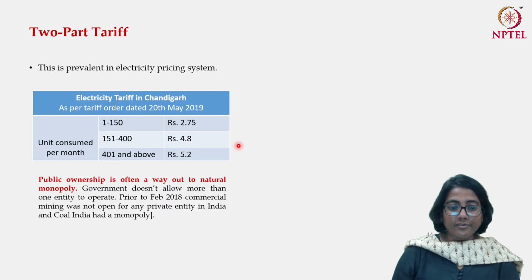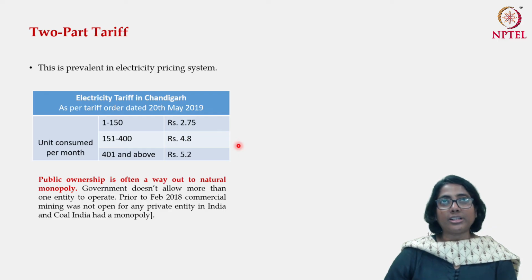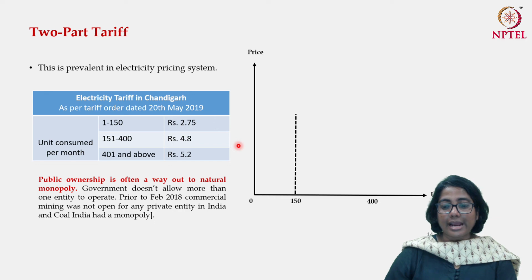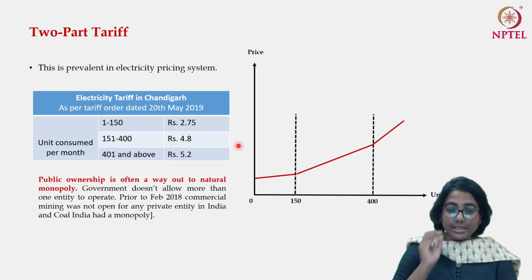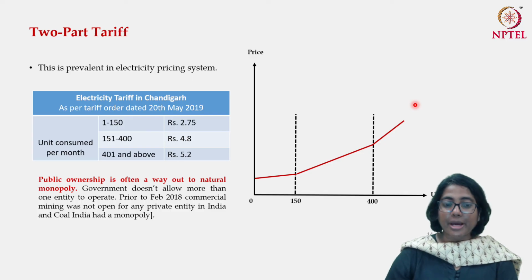If you look at this tariff, this is called a two-part tariff. One part, as I said, is to recover the marginal cost, and the other part is to recover the loss. And this is how the tariff structure looks. These are the thresholds, 150 and 400. Up to 150, this is the tariff that you charge. Then the tariff goes up, and then it goes up again like this. Here, in order to make it continuous, I have drawn it like this, but ideally it should be a step kind of diagram.